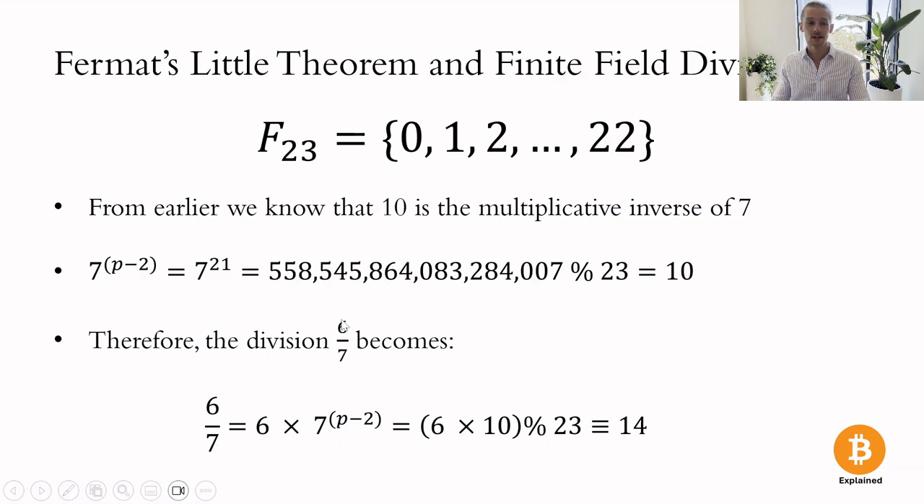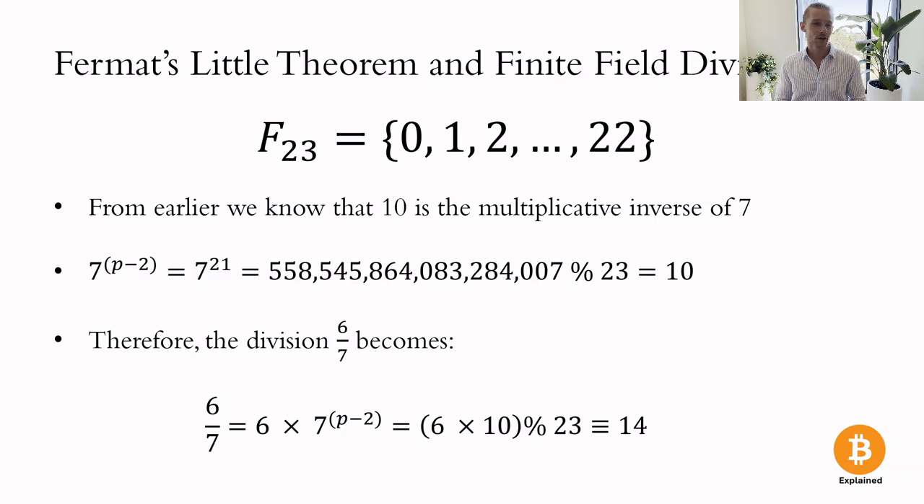And then the division 6 divided by 7 in this finite field, for example, just becomes 6 multiplied by 7 to the power of p minus 2, or 6 multiplied by 10 modulo 23, which is congruent to 14. Now this might be a bit odd to see something like 6 divided by 7 is congruent to 14, because it's so different from normal math, but once again this is abstract mathematics, and this is the way that we define all of the operations that you can do in a finite field and on the finite field elements in order to make it a finite and closed system, which is really critical for cryptography.